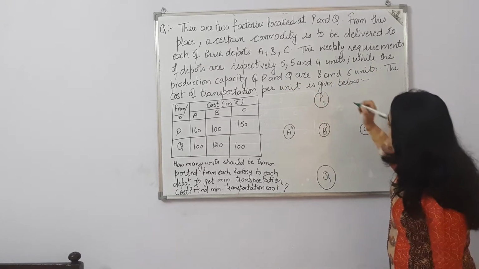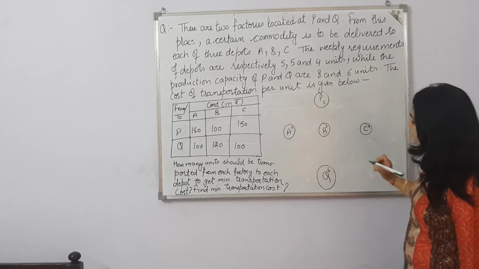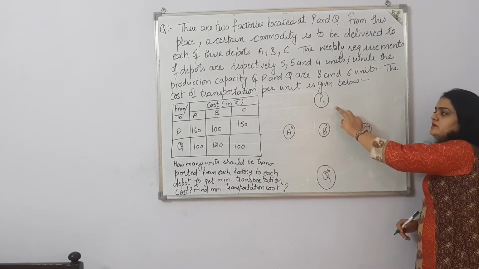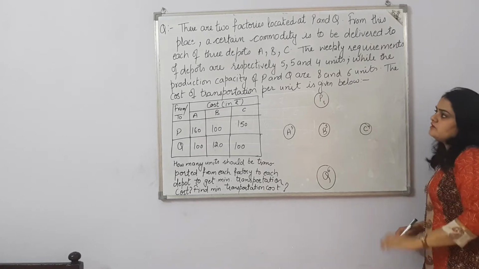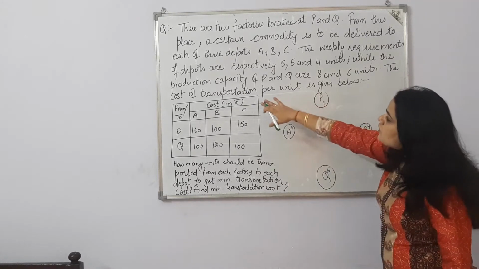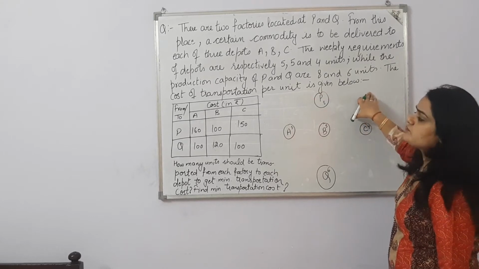Now, while the production capacity of P and Q are 8 and 6 units. Okay, its total capacity is 8 and its total capacity is 6. That means it can store 8 units, it can store 6 units. Okay. The cost of transportation per unit is given below.